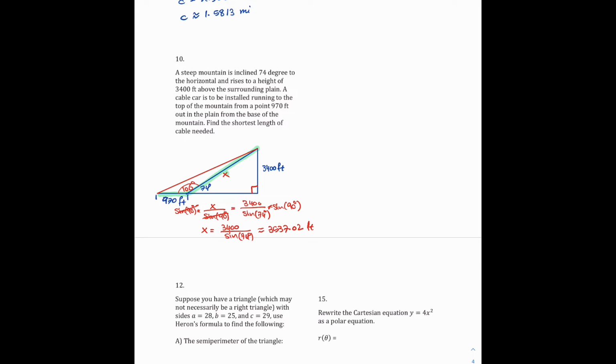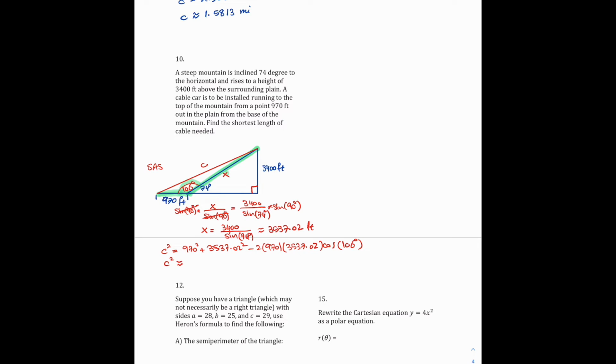Now we're going to use the law of cosine because we have side angle side, namely the side angle side that I just highlighted in green, in order to find the length of the cable. I'm going to name that C. So C squared is equal to 970 squared plus the other side, which is X, 3537.02 squared, minus 2 times 970 times 3537.02 times cosine of the angle between them, 106 degrees.